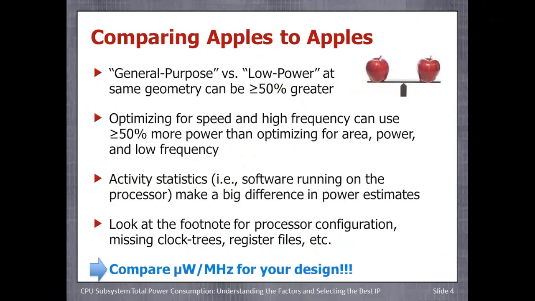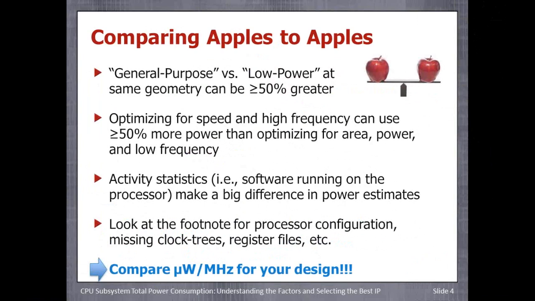Just to give you an idea, a design mapped on a general purpose library can consume 50% or more power than what the same design would consume when optimized in the exact same way, using the same tools, running the same software, but being mapped in a low power library of the same geometry that uses high voltage threshold cells.